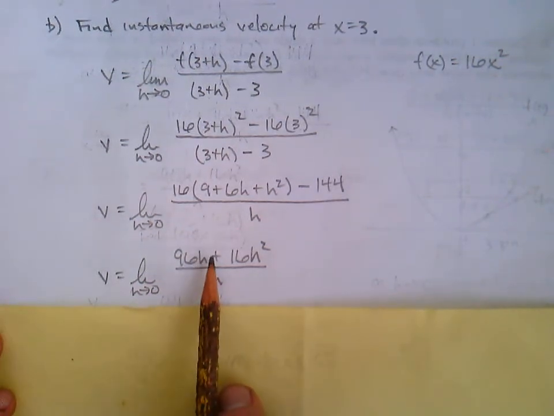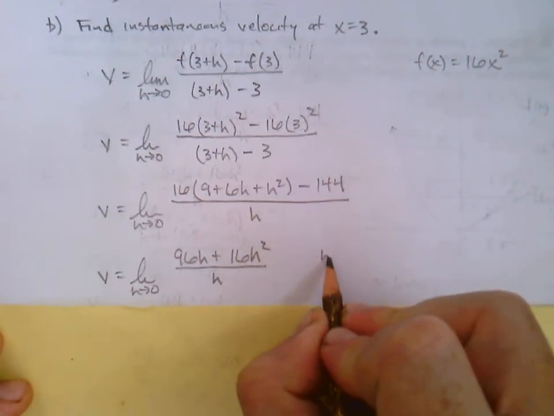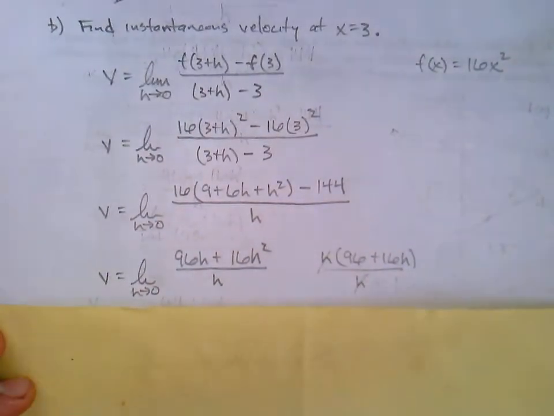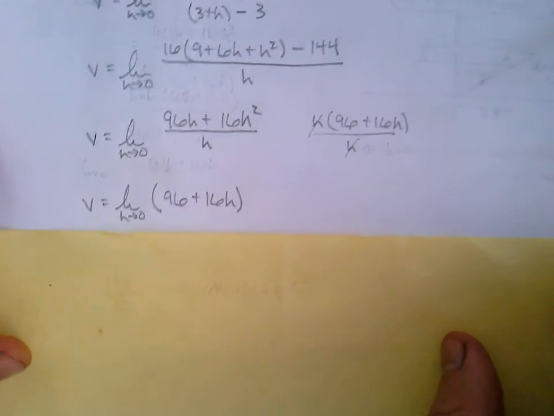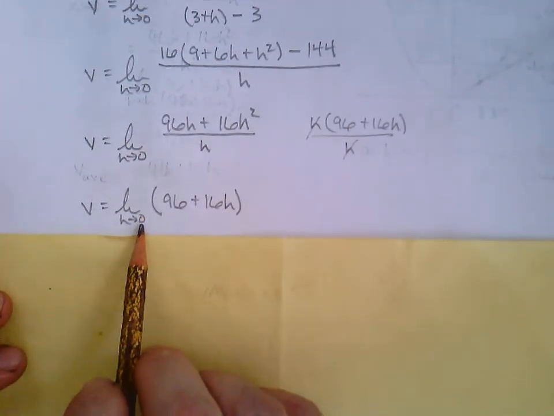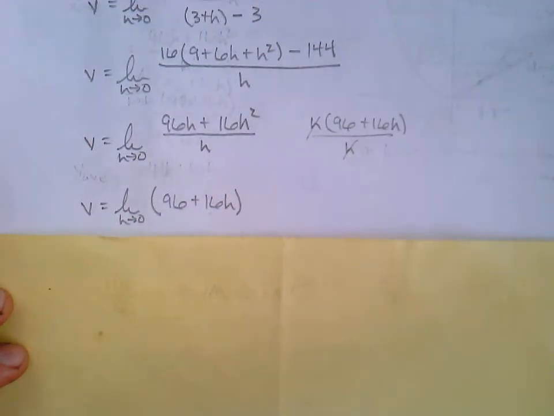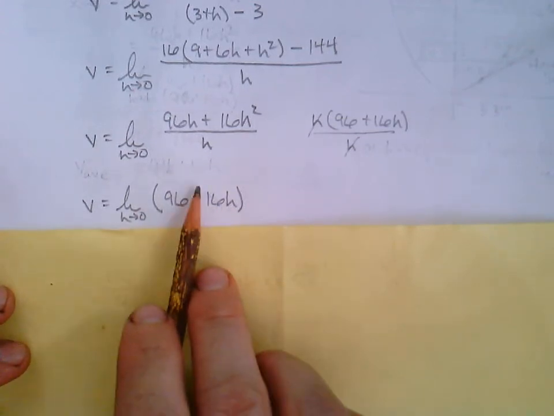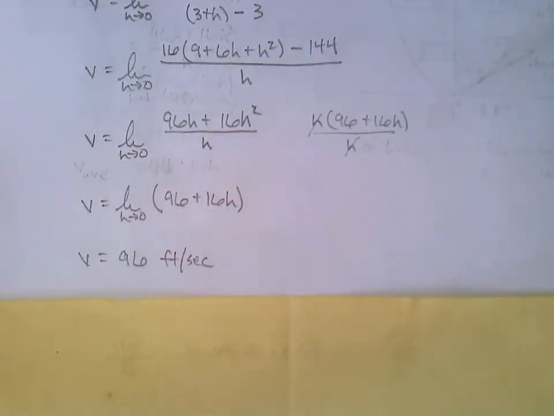Now at this point, we can cancel an h from each of the terms. You could also think of factoring an h out from the numerator. I kind of like to think of it that way, and then they cancel. So our next step will be v equals the limit as h approaches 0. Notice we're just copying that the whole time. Now the simplified version, 16 plus 16h. And at this point, finally, we can plug in that 0. And, well, 16 times 0 is gone. The velocity equals 96. And, of course, the units here are feet per second.